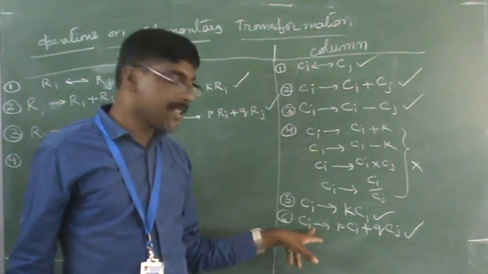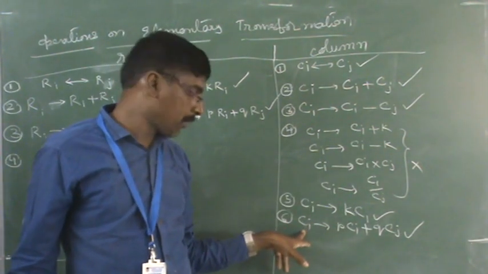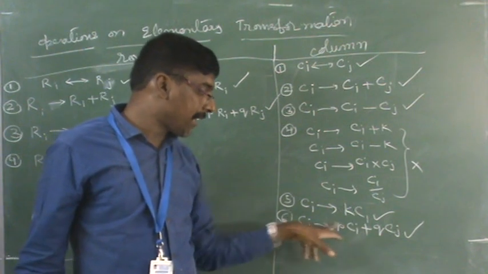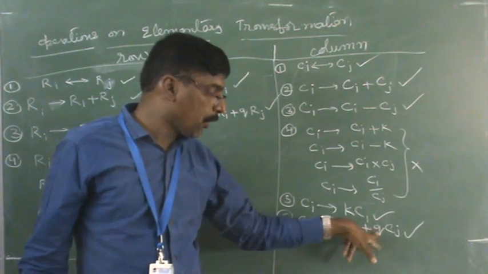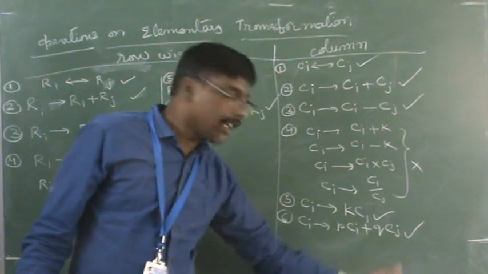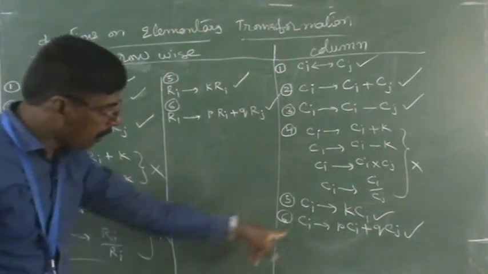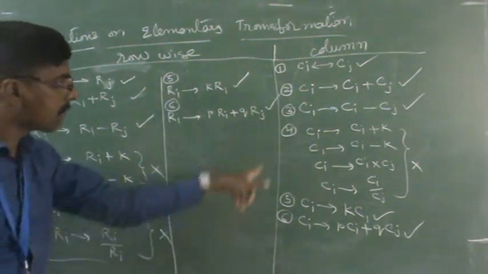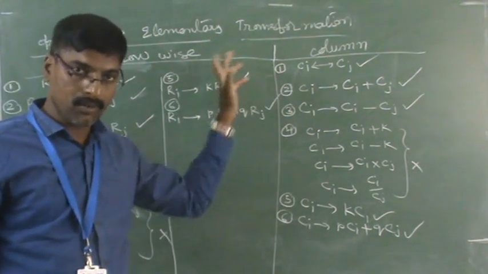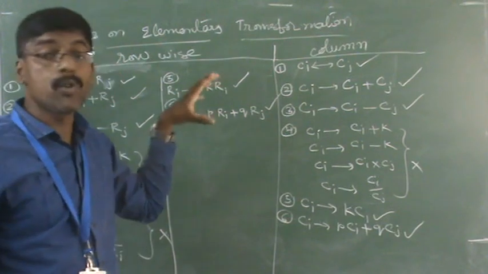One more operation: one Ci can be written as P into Ci plus Q into Cj, where P and Q are some scalars. This also exists. You have to note down all these operations. I'll send the notes also about this one, no need to worry about that, but you have to note down.